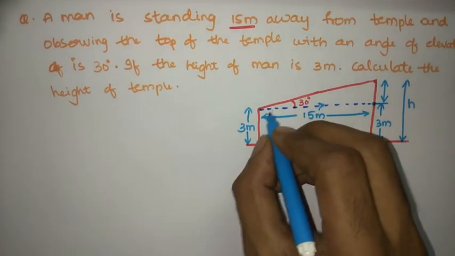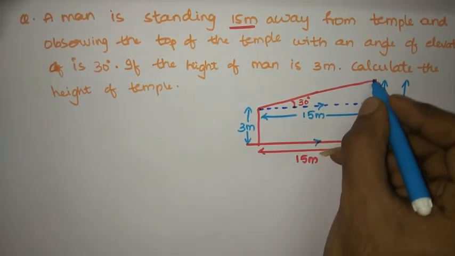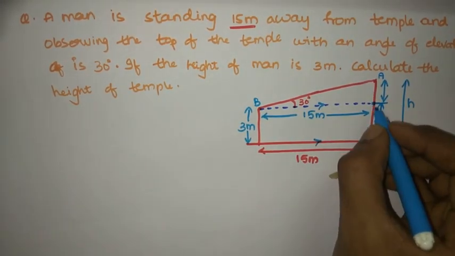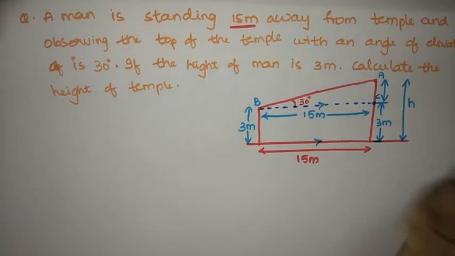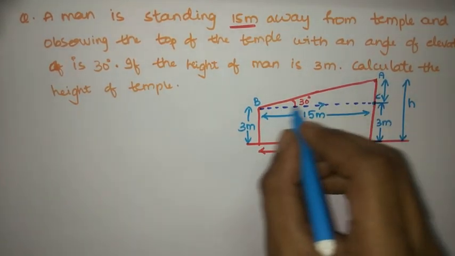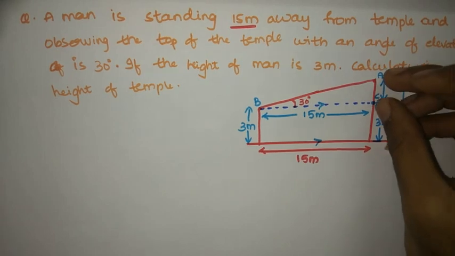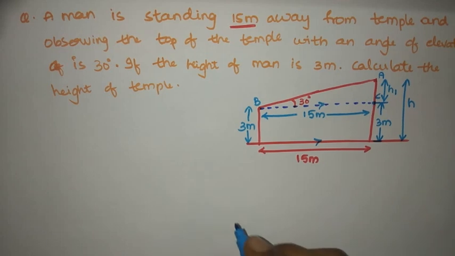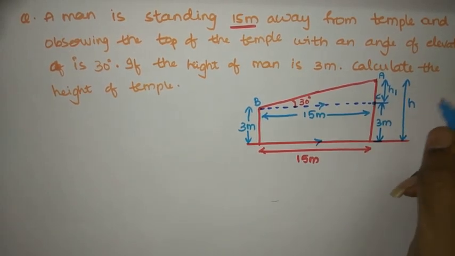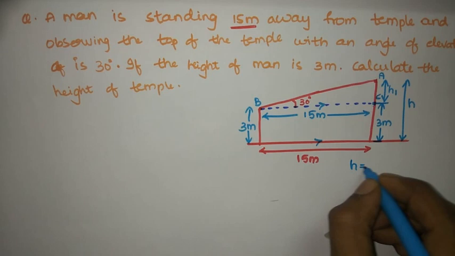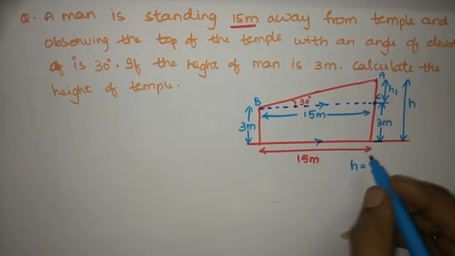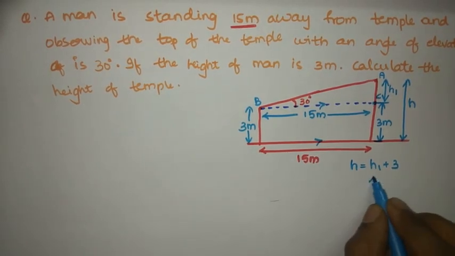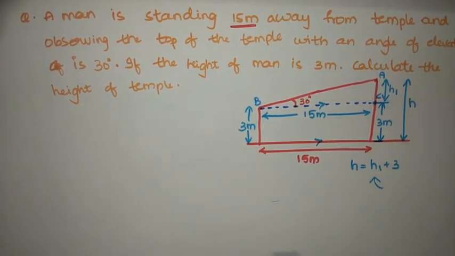If we clearly see, there is a right angle triangle. I'll name this A, B and C. So ABC is a right angle triangle and we need to calculate AC. I'll take this as H1. So AC is nothing but H1. If we need the total height, we need to add these two, that means H1 plus 3. So if we calculate H1, the total height of the temple will be calculated.